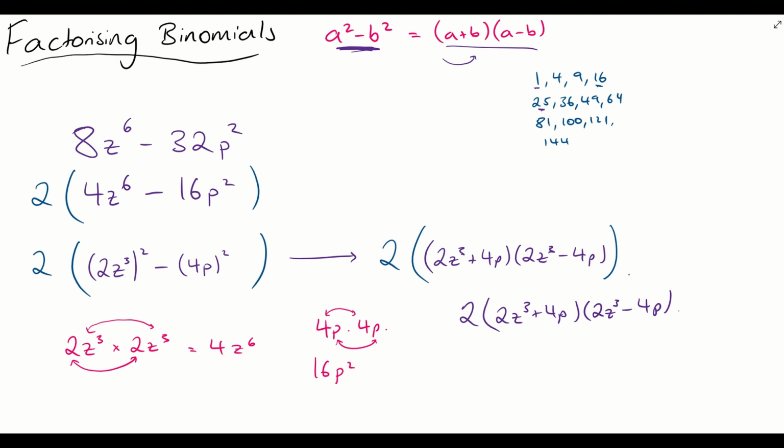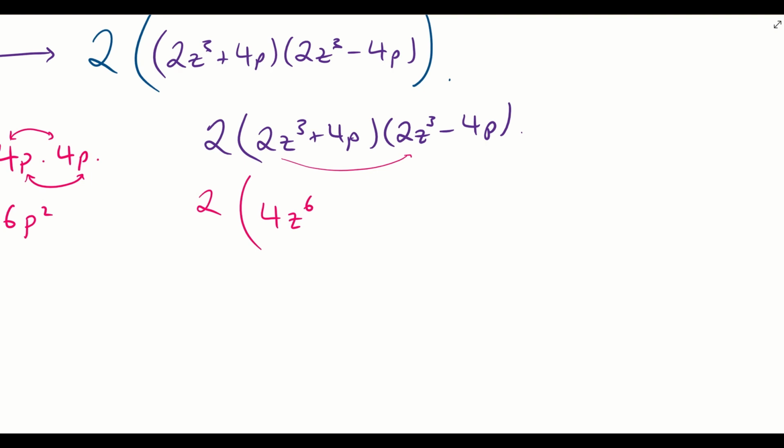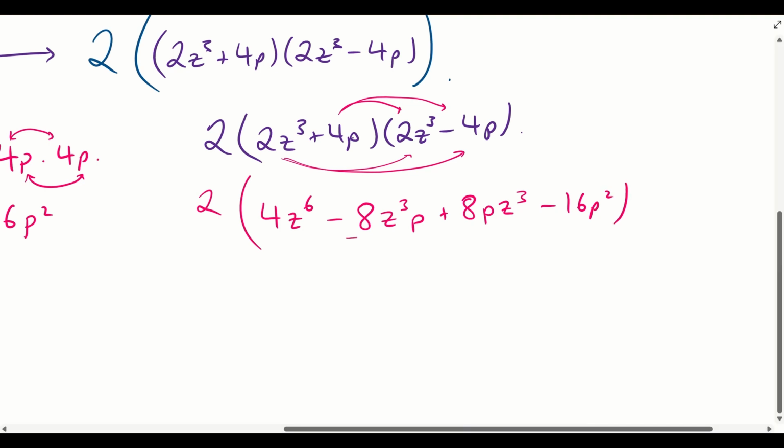But we can check that this is correct by expanding it all back out. Okay, tedious, but it is worth it. So let's expand it out. Let's hold on to the 2 outside for the time being, and let's just expand out these brackets. So we get 4z to the power of 6 here, minus 8z cubed times p, plus 8pz cubed minus 16p squared. And notice how this minus 8z cubed p and this plus 8z cubed p are going to cancel out to give us 0.